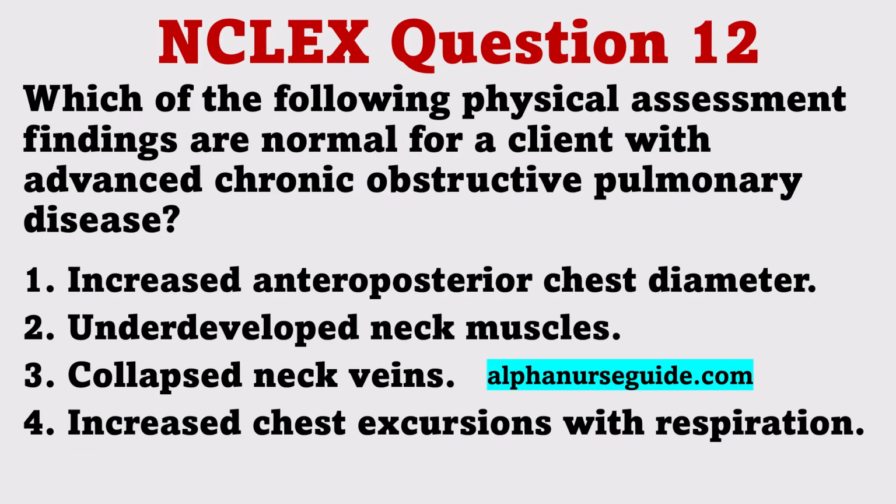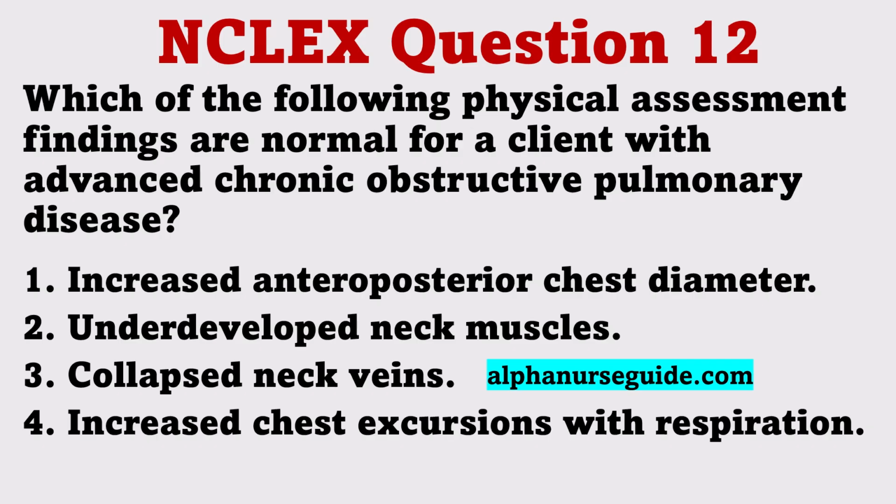Which of the following physical assessment findings are normal for a client with advanced chronic obstructive pulmonary disease? 1. Increased anteroposterior chest diameter. 2. Underdeveloped neck muscles. 3. Collapsed neck veins. 4. Increased chest excursions with respiration.